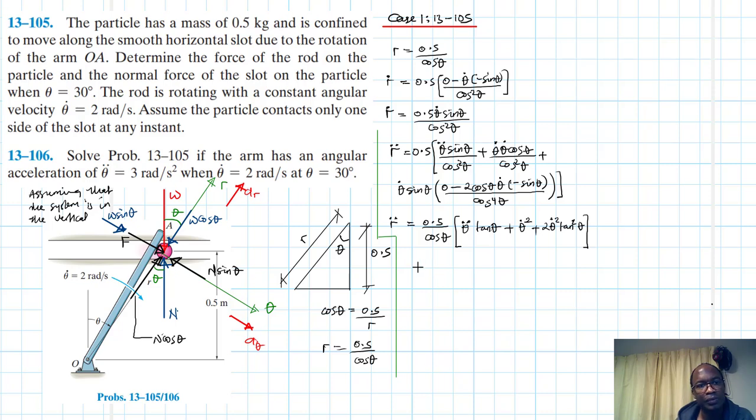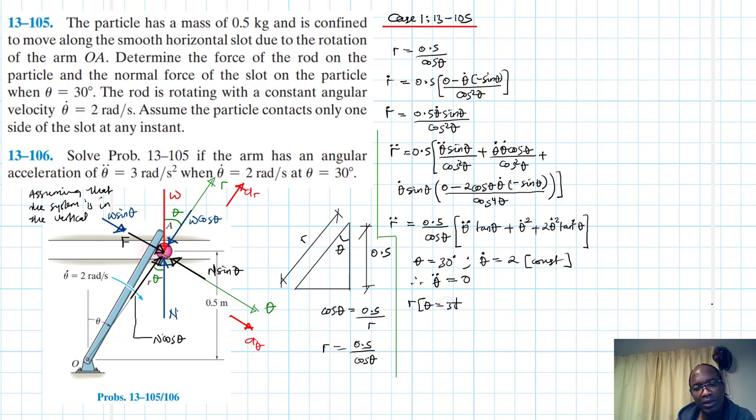Right, so being told that theta is equal to 30 degrees and our theta dot is just equal to 2 rad/s and it's constant. And because it's constant, we expect theta double dot to just be equal to 0. So let's find these values.